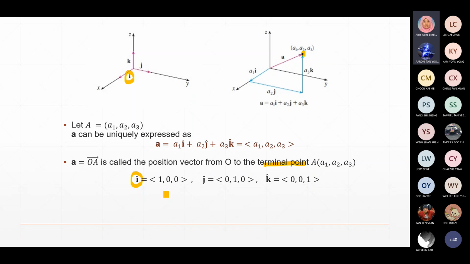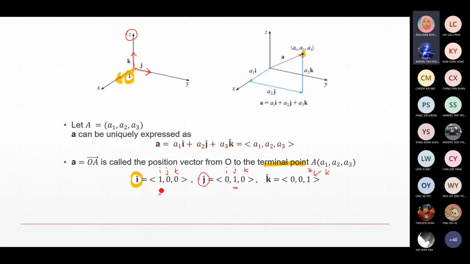For this one, I mentioned just now, the i vector here refers to the vector that follows the direction of your x-axis. So you can see this is ijk. The j here refers to the direction for the y-axis, so this has the 1 here. And the k here refers to the direction for the z-axis.